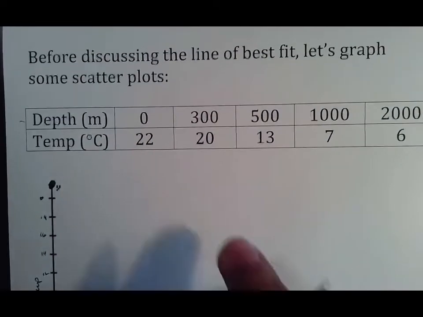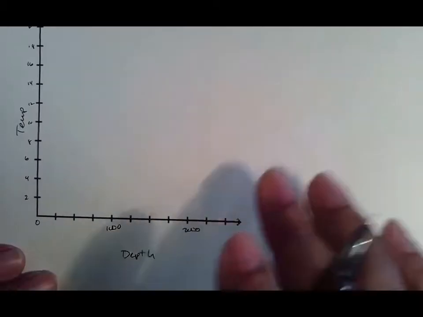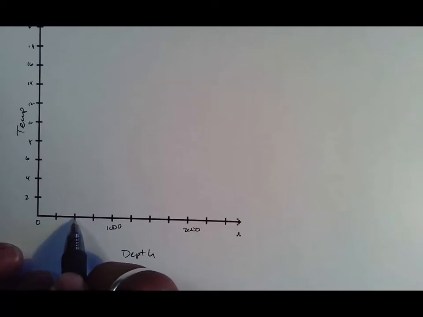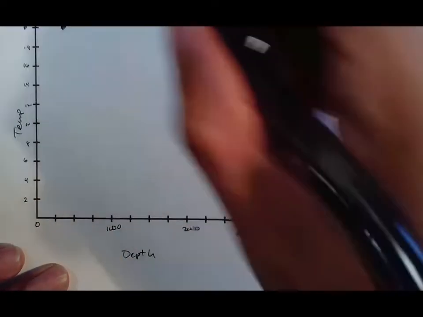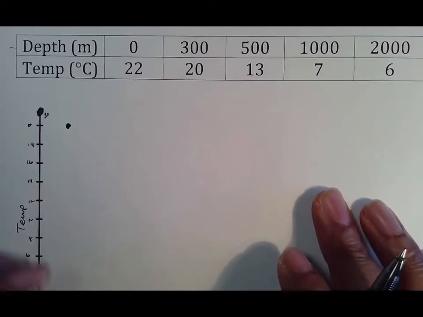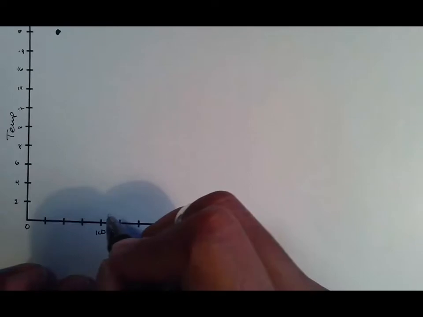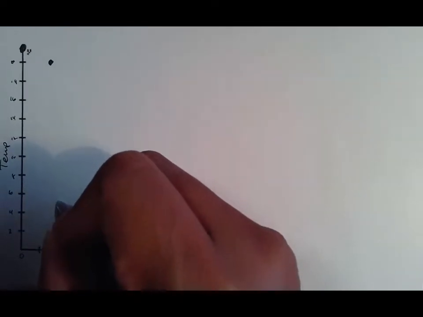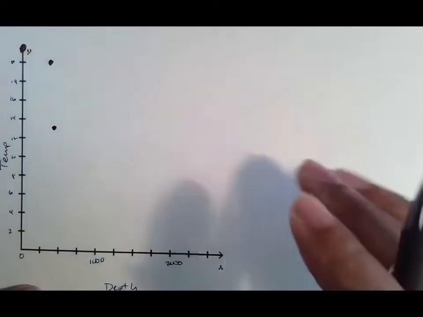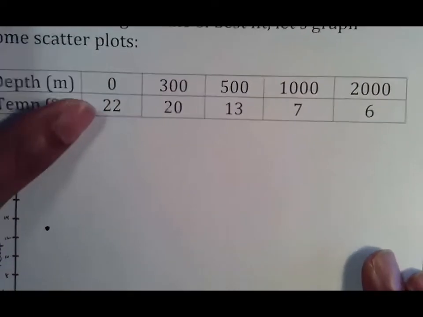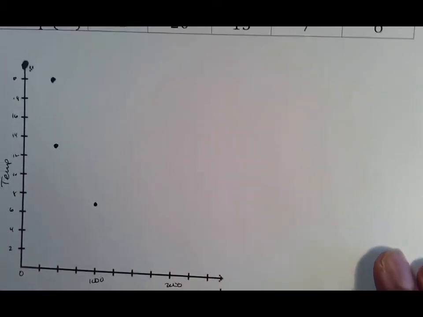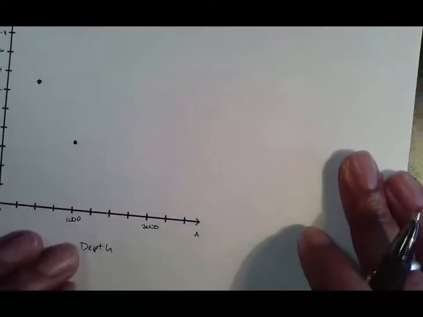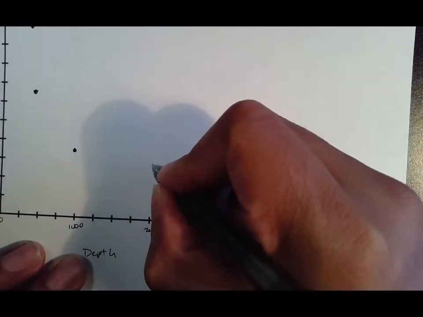Again, it's a scatter plot. 300 leads to 20, so we'll go to the depth of 300, which is between 0 and 500, about here. And it said 300 goes up to 20, which is right about there. 500 leads to 13. Remember those two numbers. 500 leads to 13, which is in between 12 and 14. 1,000 leads to 7, so 1,000 is definitely here. 7 would be in between 6 and 8, which is right here. And 2,000 leads to 6, so 2,000 here, 6 here.